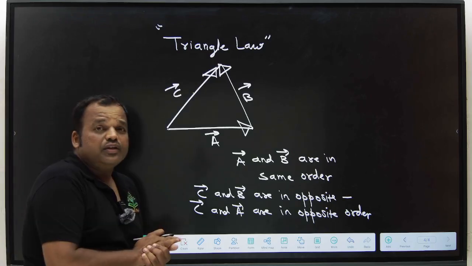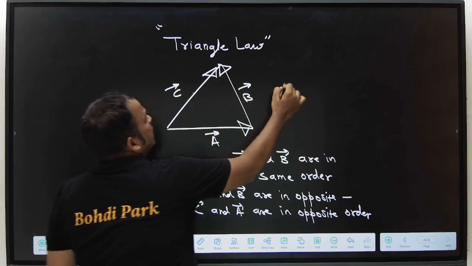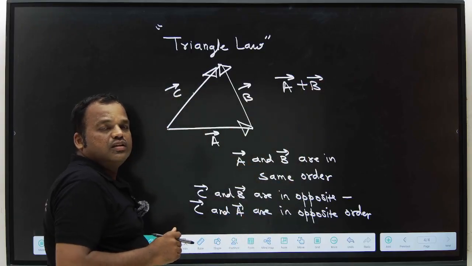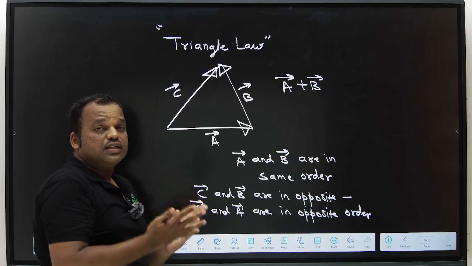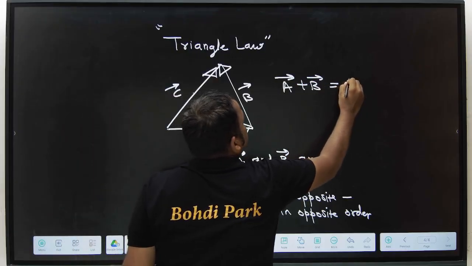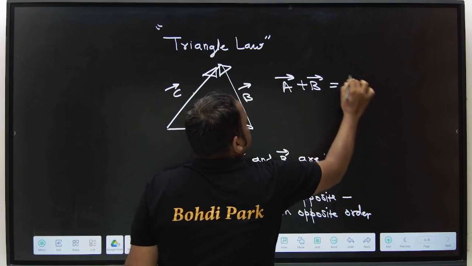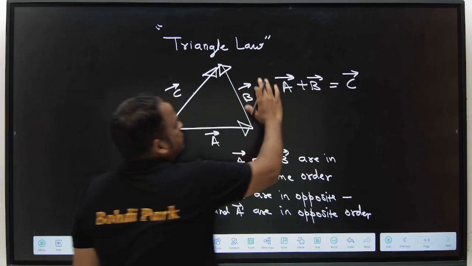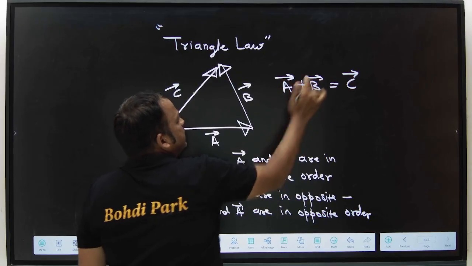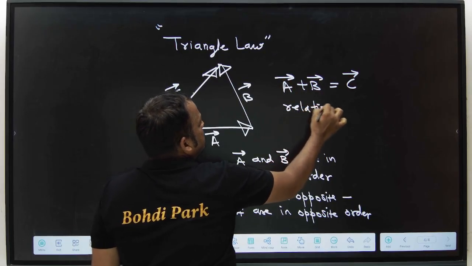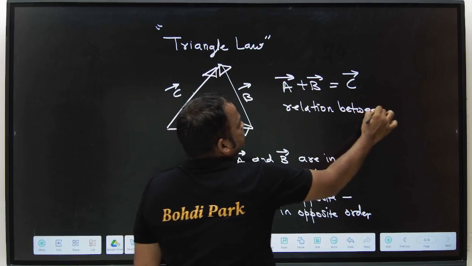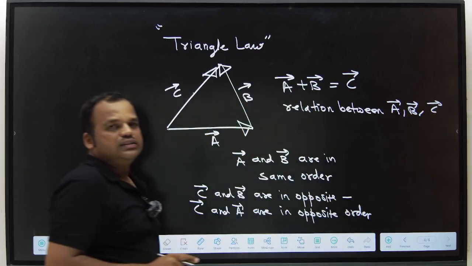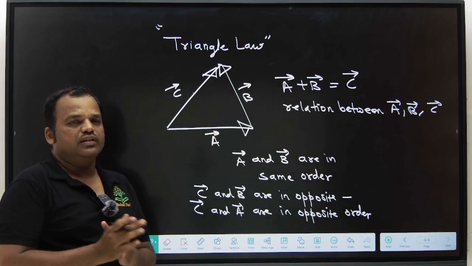So according to triangle law, the same order vectors are added. So we can say A vector plus B vector, they are added. And the opposite order vector is the resultant. So A vector plus B vector is equal to the resultant, which is C vector. A vector plus B vector is equal to C vector. So this is the relation between A vector, B vector and C vector. So A plus B is equal to C.